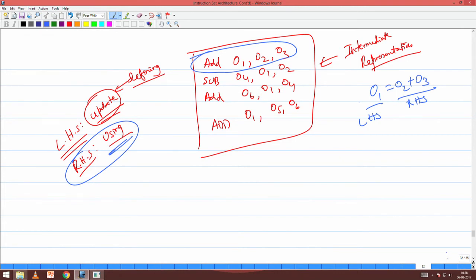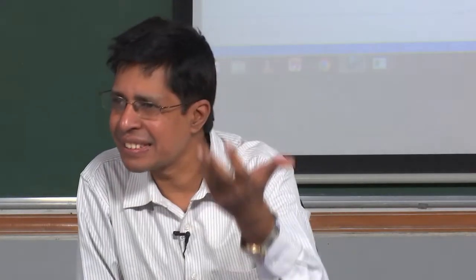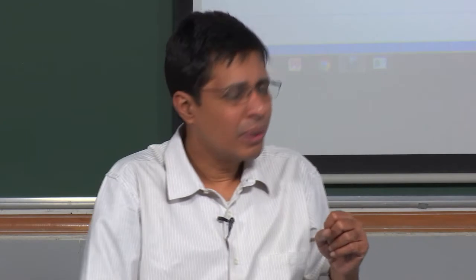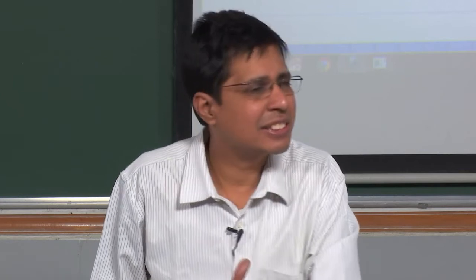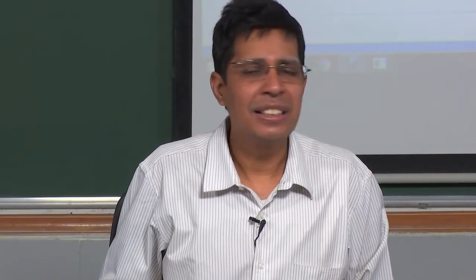So, O1 comes to life whenever it is defined, and that life or that avatar of O1 is valid till when? Till it again gets updated. You are getting my point? So, a variable or an operand comes to life when it is updated or defined, that is, when it has an equation like O1 equal to O2 plus O3 and it is on the left hand side of that equation. And its lifetime is there till it does not die, or its new avatar starts only when it is defined next.